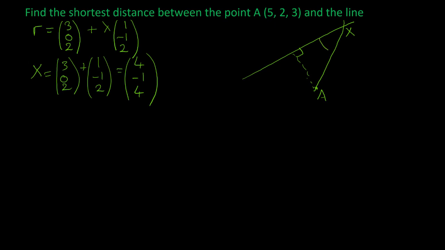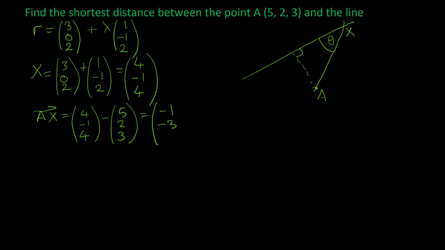So what we need to do is find theta. We need to find that angle between these two lines. So we've got the equation of the line itself, and we've got this point x. So we're going to do what we've just been doing before. We need to find first of all the vector AX. So that's going to be x minus a, which is going to give us 4 minus 5 is minus 1, minus 1 minus 2 is minus 3, 4 minus 3 is 1.